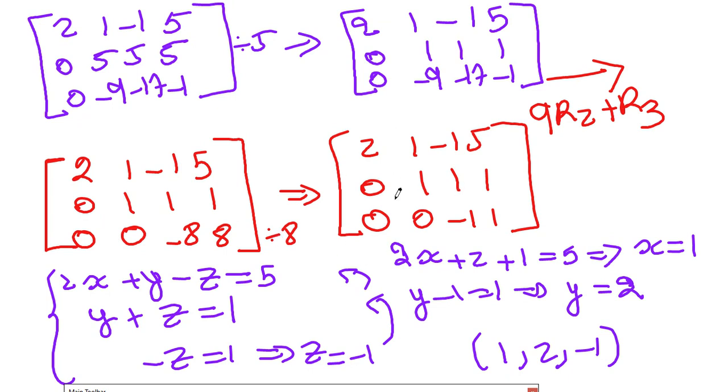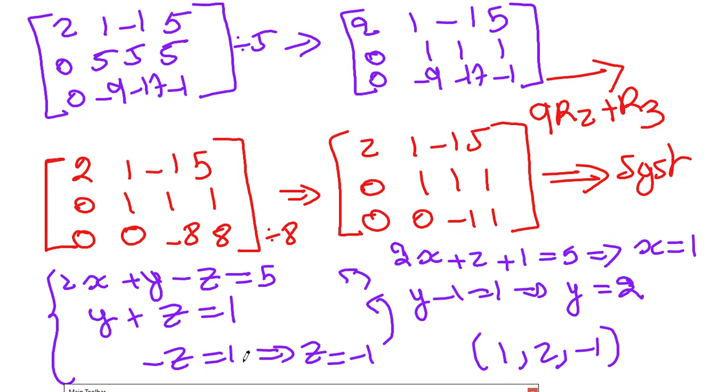I can continue my work to make this 2, 1 also if I want. I can divide all this by 2, for example. But you can do it this way. Now I can change the matrix to a system, and I will write my system again. So 2x plus y minus z is equal to 5. This is the first equation. The second equation, there's no x: y plus z is equal to 1. The last equation, no x, no y: minus z is equal to 1.